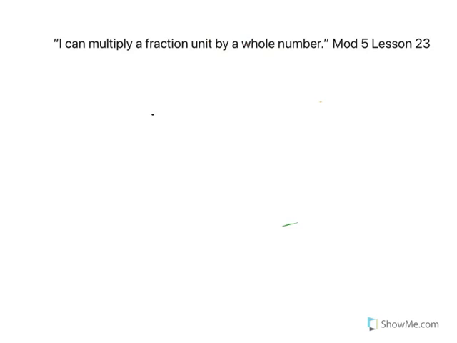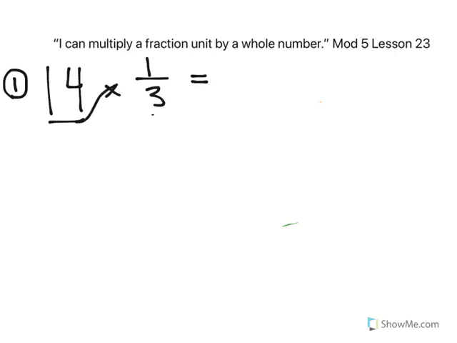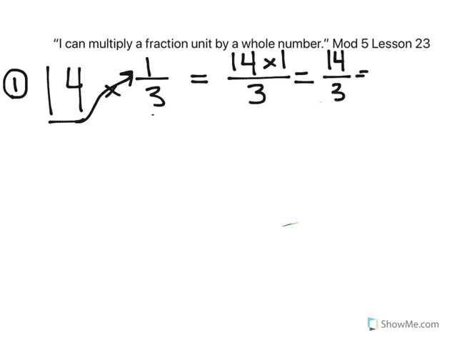All right, guys, last example, 14 times 1/3. And I'm going to show you only multiplication for this strategy. So I'm going to take my whole number, multiply it by my numerator, 14 times 1. My denominator stays the same, over 3. So 14 times 1 is 14 thirds. So again, this is an improper fraction. We can change it to a mixed number.